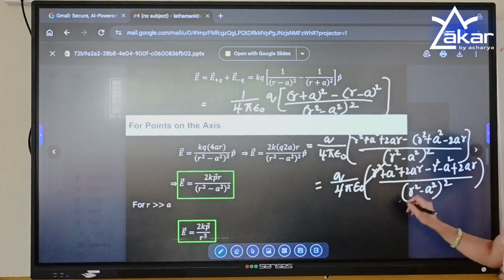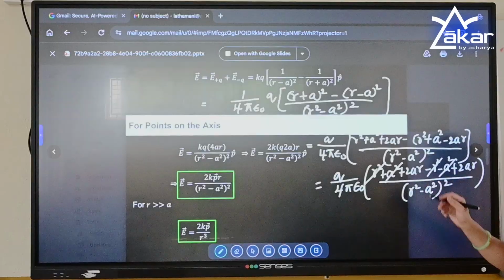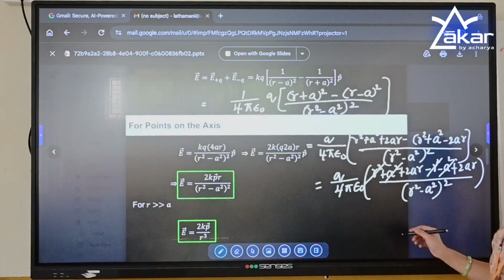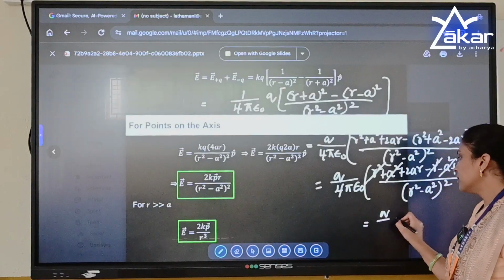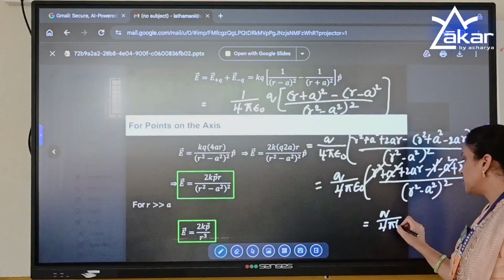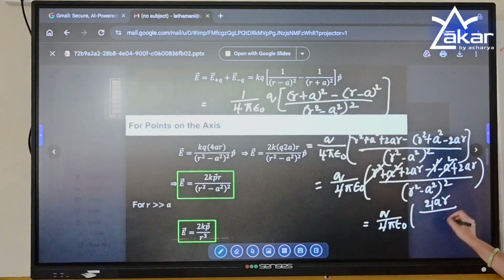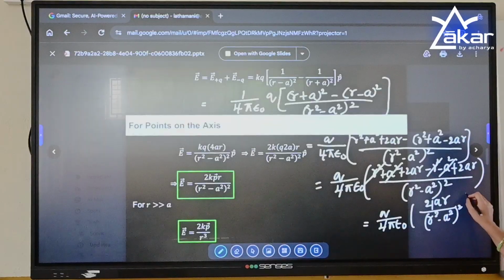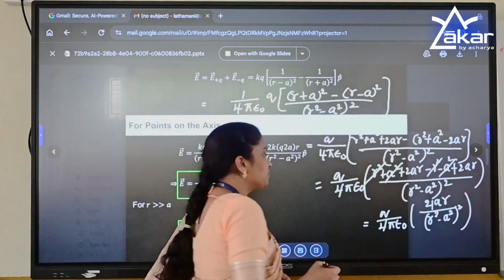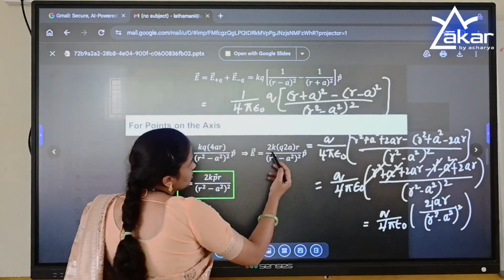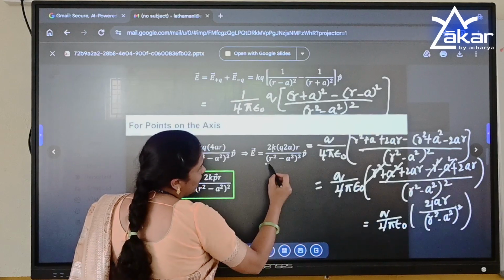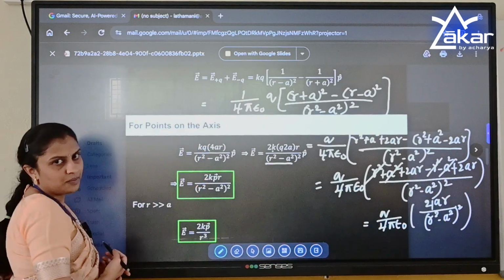Now plus r square minus r square get cancelled, plus a square minus a square gets cancelled. So what is the remaining term? Q by 4 pi epsilon naught into 2ar plus 2ar, that is 4ar, divided by r square minus a square whole square. So here you can see 2 into 2, 4ar divided by r square minus a square whole square into p cap.